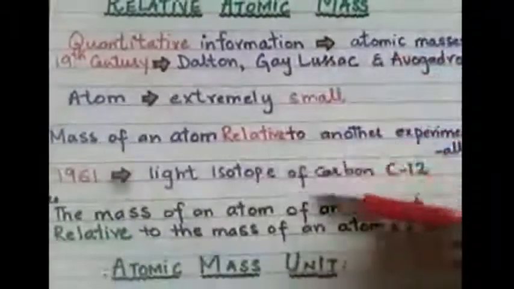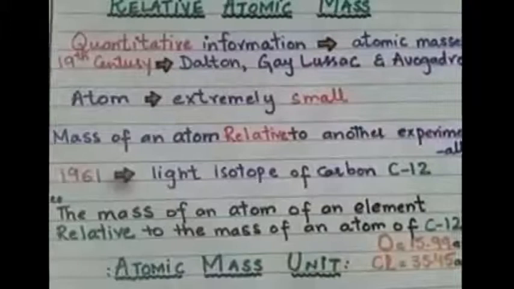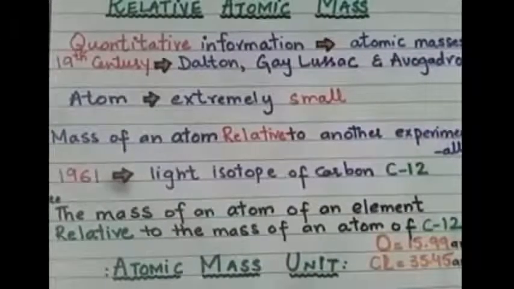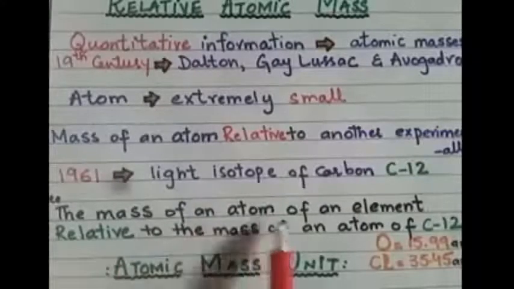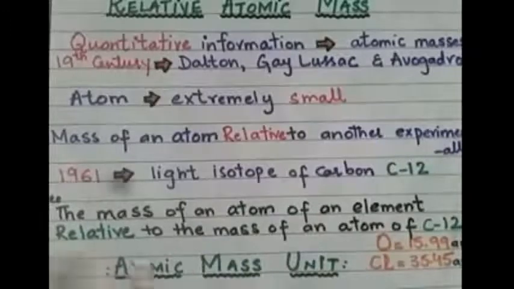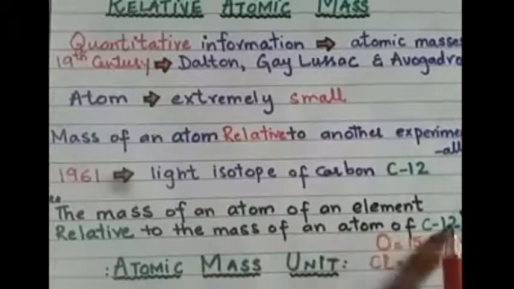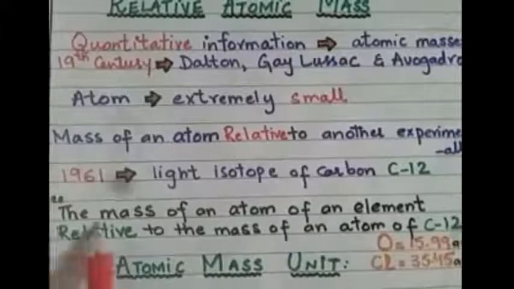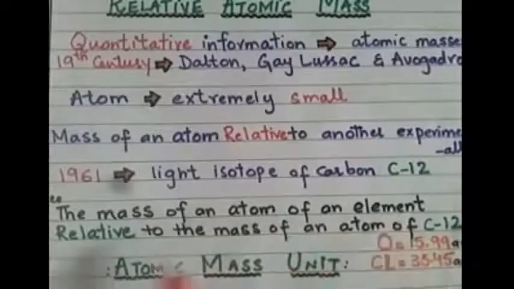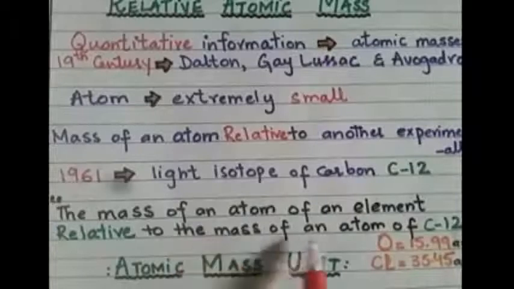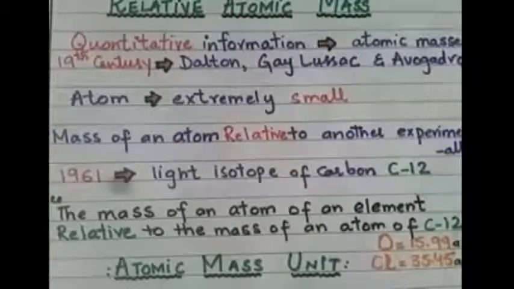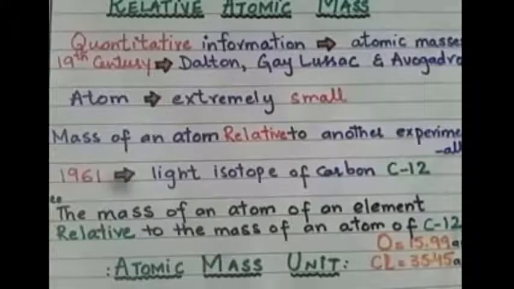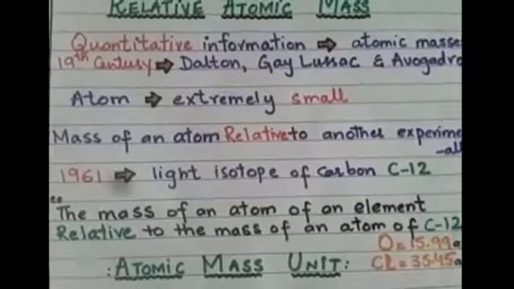So considering all of these points, now we are able to define relative atomic mass. How can we define it? Relative atomic mass is the mass of an atom of an element relative to the mass of an atom of carbon-12, which means when we compare the atomic mass of an element with the carbon-12 isotope, that atomic mass is its relative atomic mass.